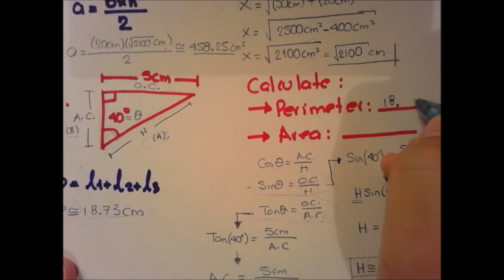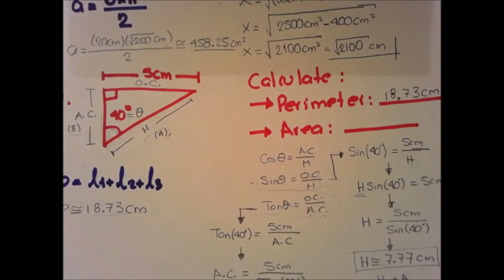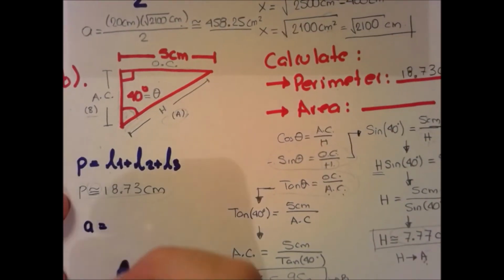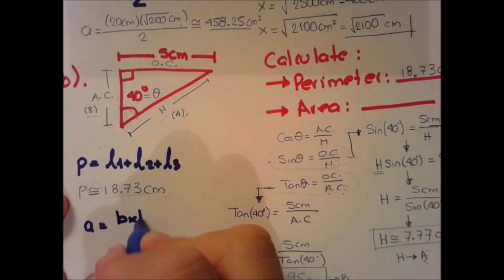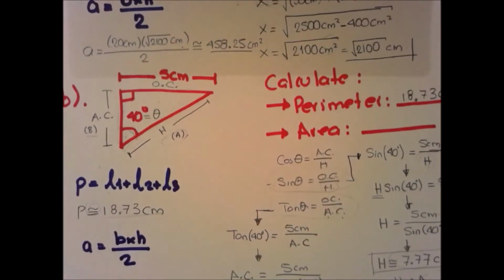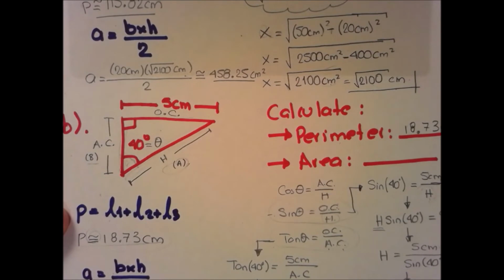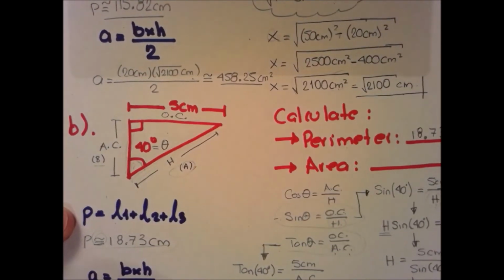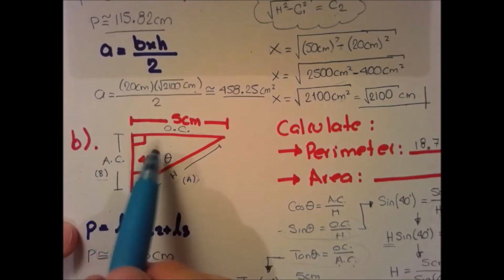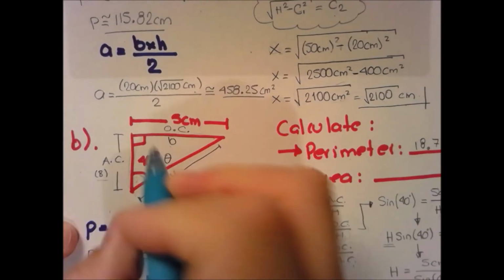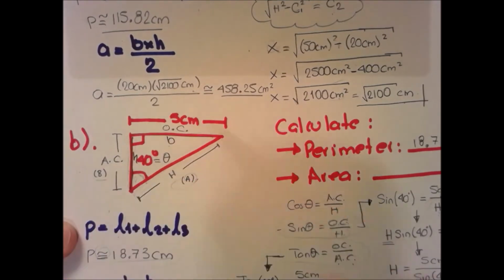So right now I have the first result, that it will be 18.73 centimeters, and right now we are going to calculate the area, and the area is going to be base times height over 2. Who is the base, who is the height? Remember, base and height should always be at 90 degrees. So in that case, I'm going to say that this one will be the base and this one will be the height. Why? Because those are at 90 degrees.